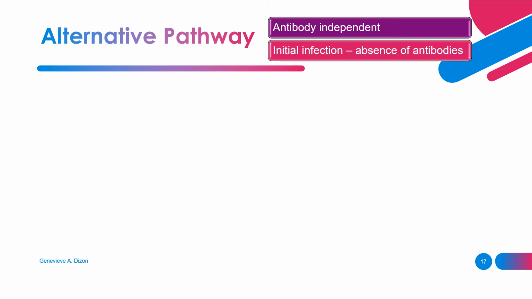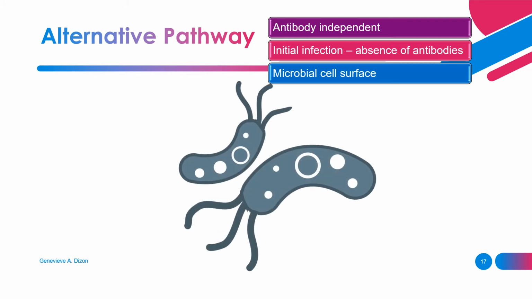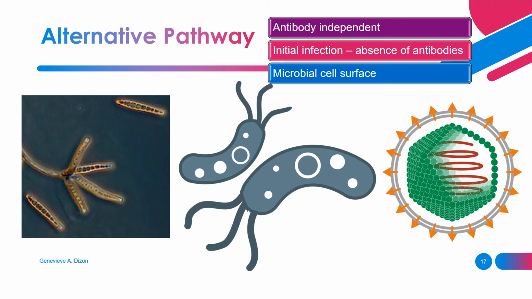The alternative pathway is more important the first time of infection by microorganisms because the antibody required to trigger the classical pathway is absent. All it needs is the cell surfaces that are foreign to oneself, like bacterial lipopolysaccharides or endotoxins, fungal cell walls, or viral envelopes.